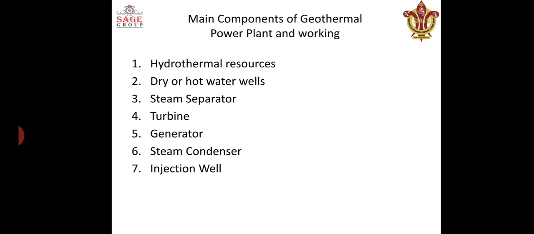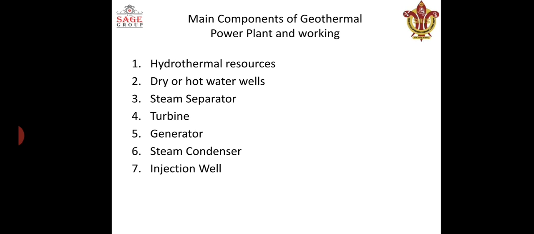The first one is hydrothermal resources. Hydrothermal resources are a source which has both heat and water. In the earth's crust we have both water and heat. The second one is the dry or hot water wells. These are the wells through which dry steam and hot water from the earth are taken out. If dry steam is taken out, it is called a dry steam well. If hot water is taken out through it, it is called a hot water well.